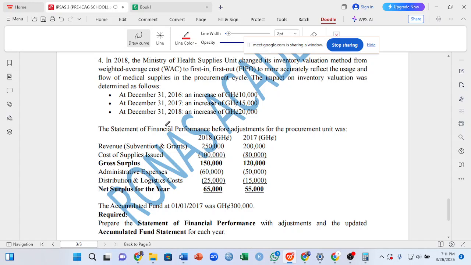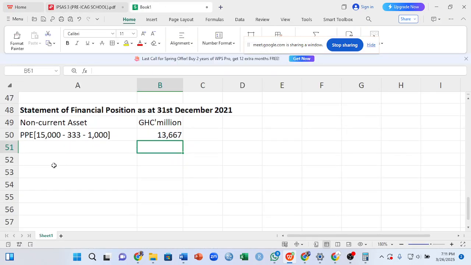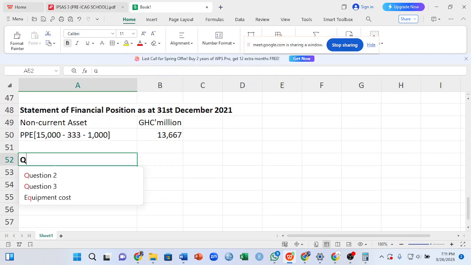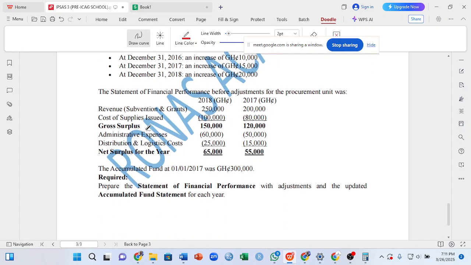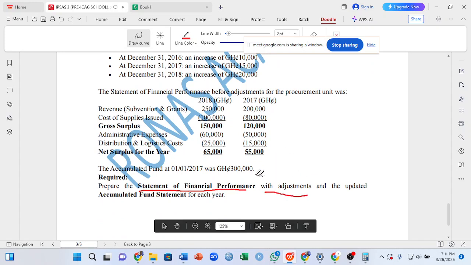Yes, you can clearly see it as well. So that's fine. So let's go straight into question four. The question gave you some instructions, and you always have to follow the instruction given to you. Statement of financial performance. They want us to prepare the statement with the necessary adjustment. So meaning we have to look at the adjustments you are going to make.